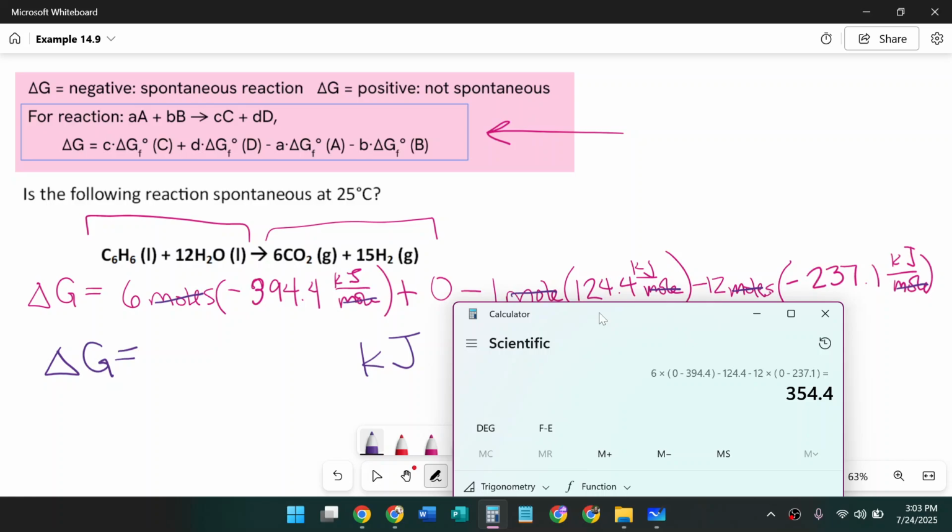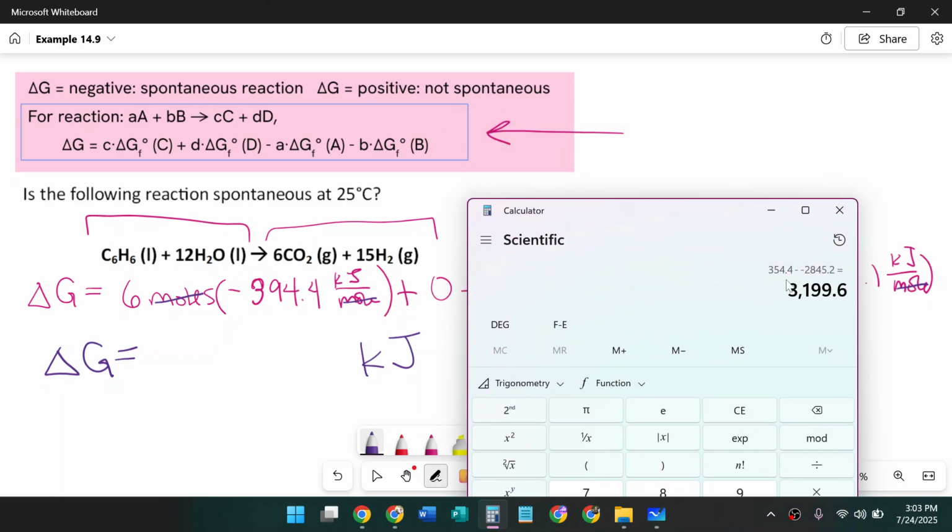All right, so that one, oops, I should not have hit my equal sign again, but I didn't lose my answer. I hit my equal sign twice by accident. There's my answer, 354.4. It tried to subtract something. I'm not sure what it did, but anyways, I don't feel like typing it in again. So 354.4 kilojoules is the answer.